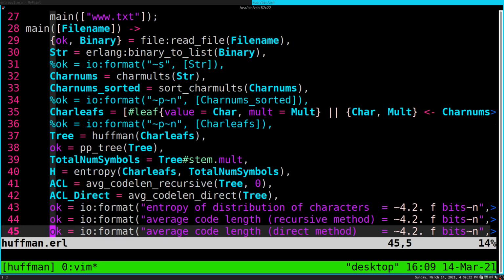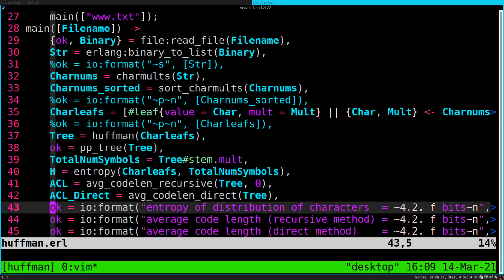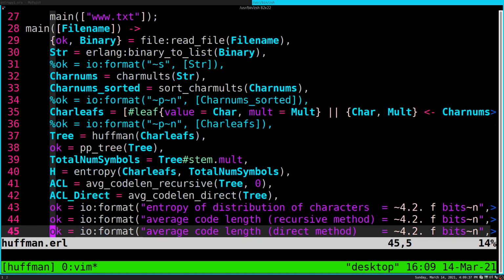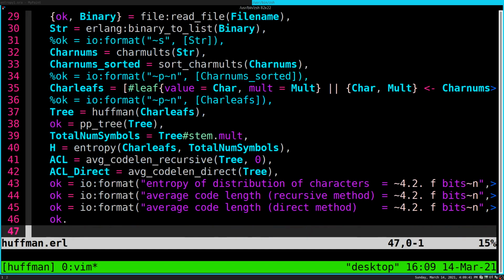Then it prints the entropy of the distribution of characters and the average code length through two methods, because I didn't trust the recursive method. And again, you can read the code to find out how that works. And then we get out of here.